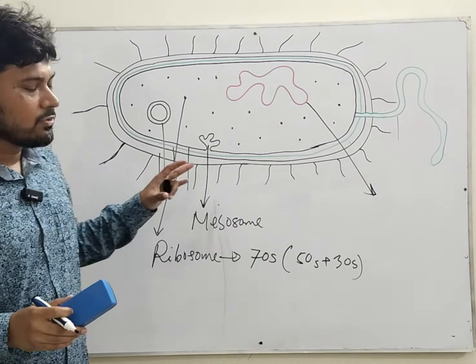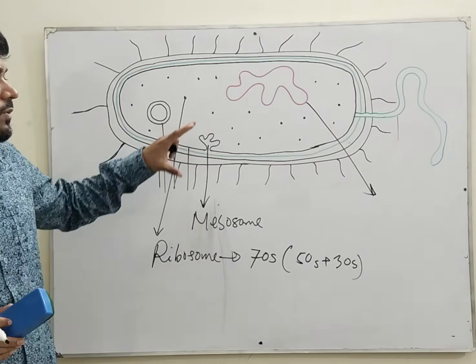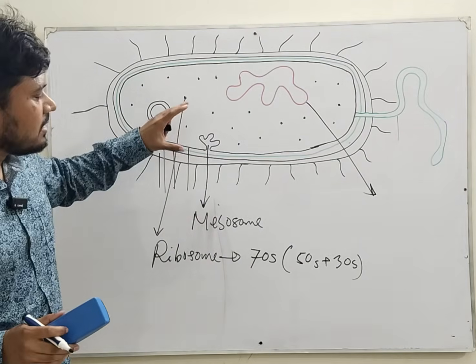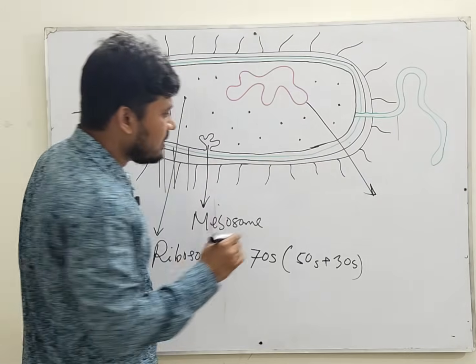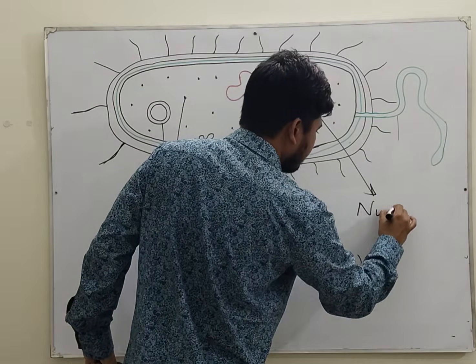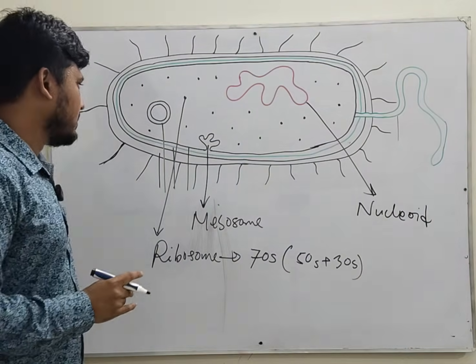Bacteria doesn't have a true nucleus and it doesn't have nucleolus or nuclear membrane. It is just a single molecule of coiled DNA. This is called nucleoid.